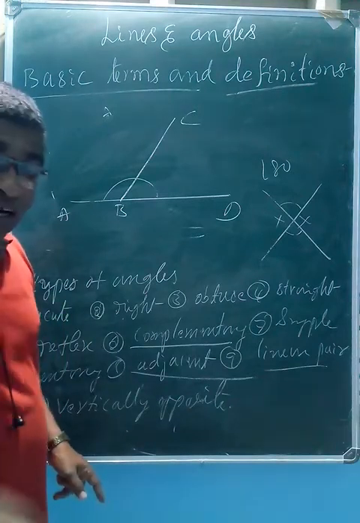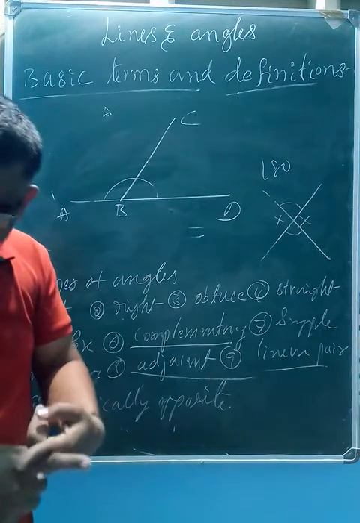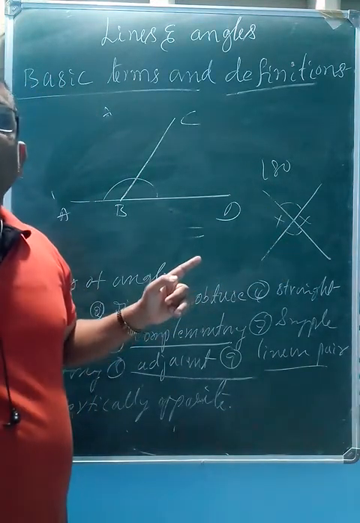Okay, so what is vertically opposite angle? When any two line segments intersect each other, the opposite angles formed are called vertically opposite angles.